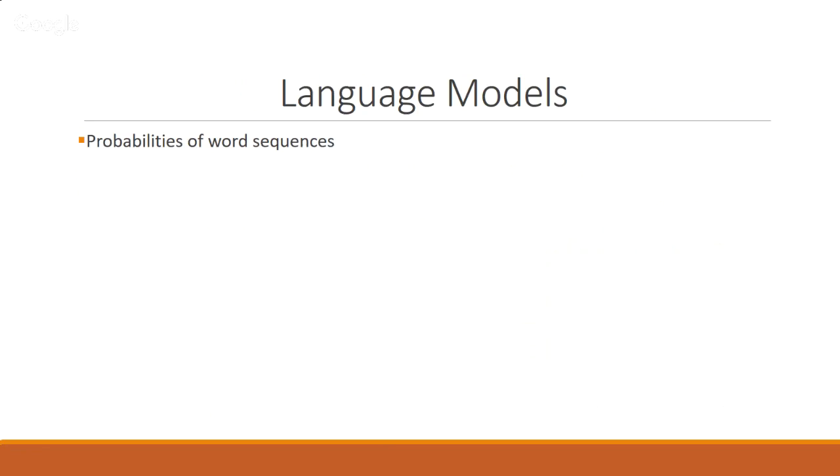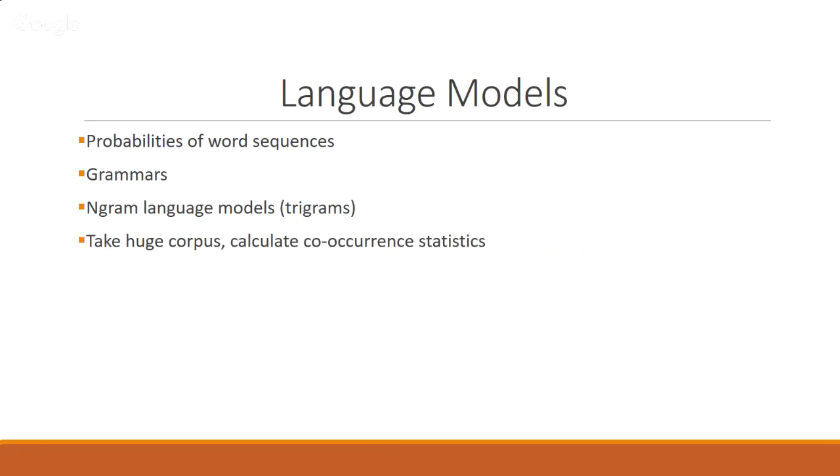For language models, you're basically trying to figure out the probability of word sequences. There are multiple ways of doing this. There are grammars, and there are n-gram language models, which are the most common. N-gram, say trigram, means there are three words, so what's the probability of finding these three in a sequence? The way you estimate this is you take a very large corpus and calculate the counts, and then you figure out the probability of this word appearing after the previous words, and so on.